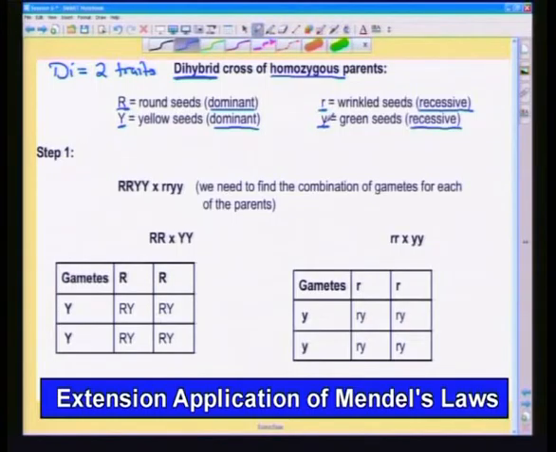Be neat. First step. This is step number 1 because there are 2 main steps. Step number 1, you are going to have a parent, all right, that is going to be homozygous for the dominant characteristics and a parent that is homozygous for the recessive characteristics.